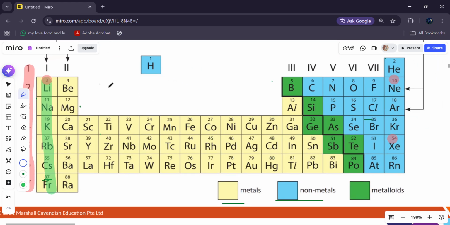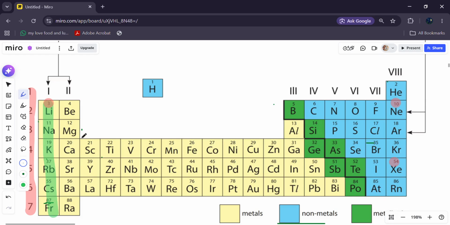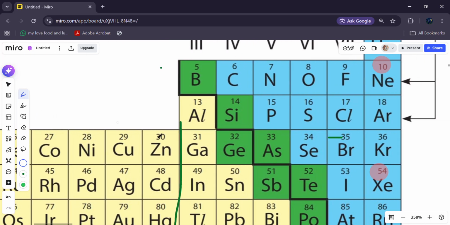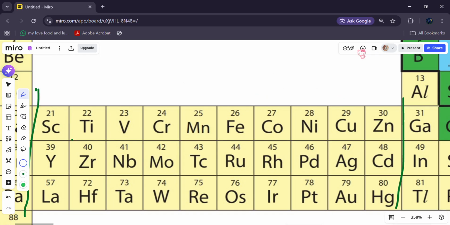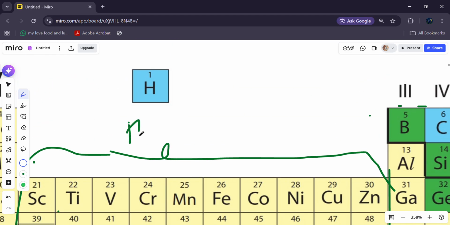Let's pause. You're probably having a question right now. How come the groups have a stop in between this section and continue on from here? We have group 1, group 2, then this entire part is skipped, and it continues from here with group 3, group 4. What are these things? This part is called transition metals, and we will learn about them later as we're studying this chapter.